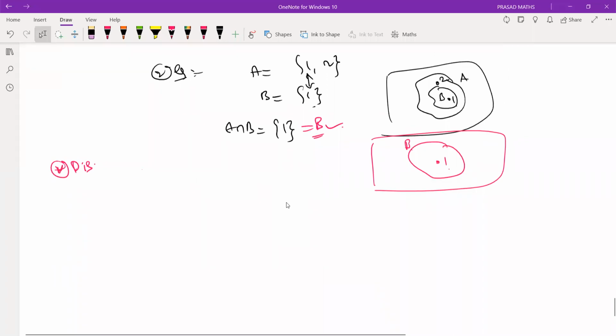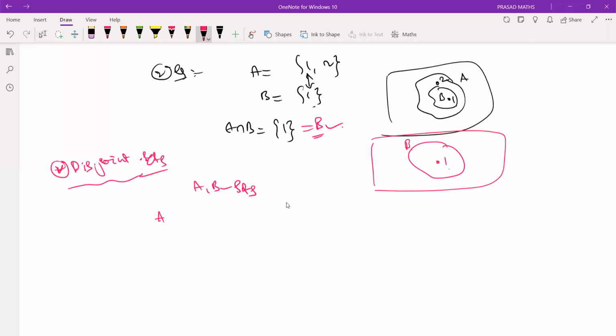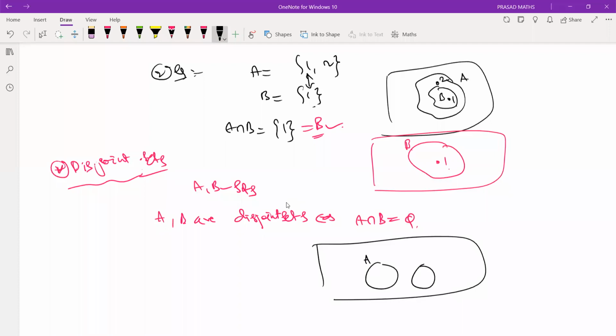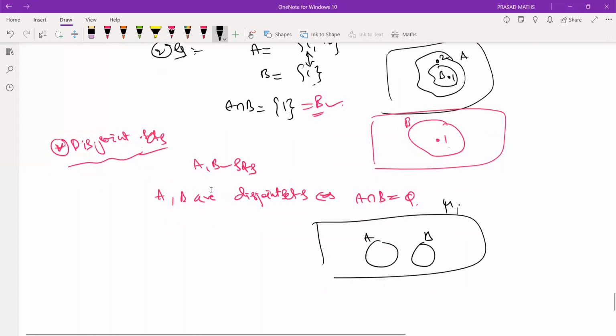So suppose you take this disjoint set. A intersection B is equal to the empty set. A and B are disjoint sets. Two sets are disjoint if and only if they don't have a common element. What is the Venn diagram? They are separated. The two sets do not intersect. So these are nothing but disjoint sets.